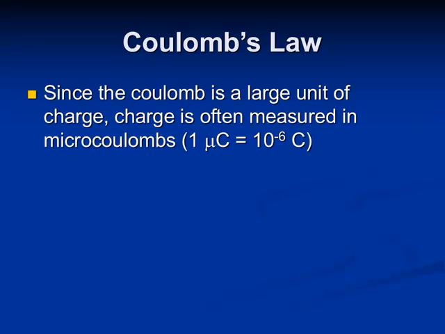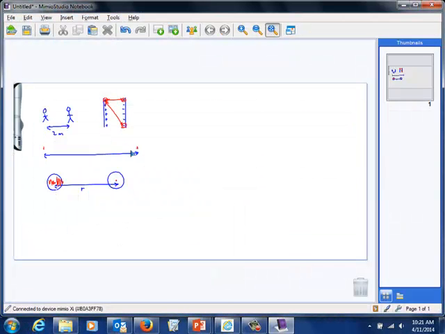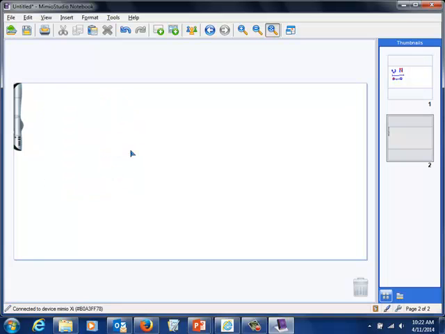But since the Coulomb is a very large unit, usually we're going to be working with charges that are smaller than that. So it's typical to see microcoulombs, and micro is 10 to the negative 6. Nanocoulombs, remember these prefixes from way back at the beginning of the year? Nano is 10 to the negative 9th. And you'll even see picocoulombs. Pico is 10 to the negative 12th. So as you start working through the WebAssign problems, those conversions will be useful to you.